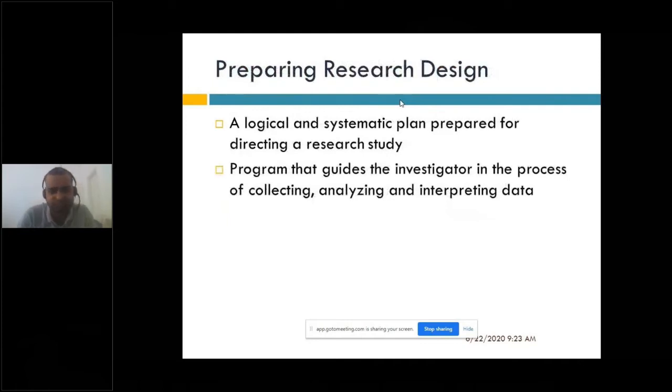And of course, in any pursuit of research, there may be more than one hypothesis. Preparing research design. Research design is everything which is pending in the research process after literature review. Basically, it has a main component of sampling, which we will discuss later. A logical and systematic plan prepared for directing a research study. A program that guides the investigator or researcher in the process of collecting, analyzing, and interpreting data. Research design gives us a blueprint of how we will proceed further to complete our research.